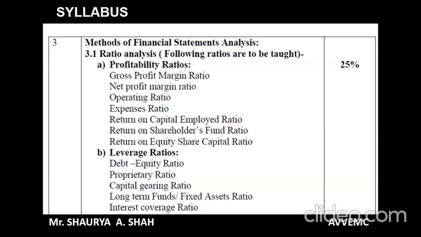Okay, next you have is your operating ratio. Next, expenses ratio, then return on capital employed ratio, return on shareholders fund ratio, and return on equity share capital ratio. All these ratios, if you look at them in a broader sense, are related to your profit: gross profit, net profit, operating ratio. Operating ratio shows you the amount of operating expenses and the profit you have made out of it. Expenses ratio: what are your total expenses to a particular amount of turnover? You can come to know from this particular ratio.